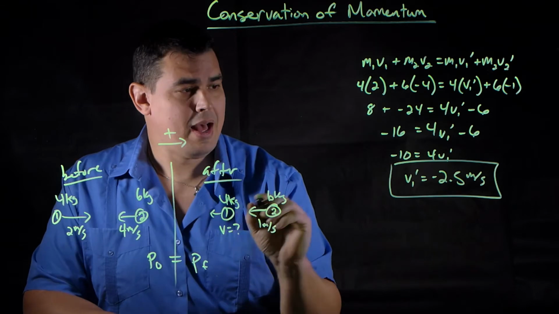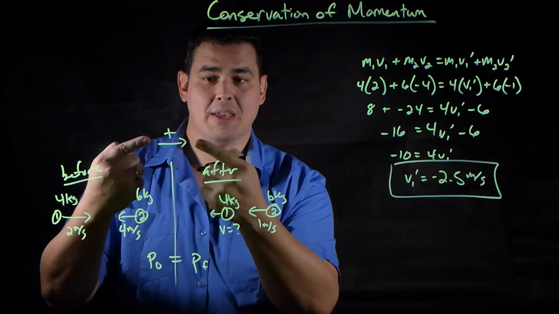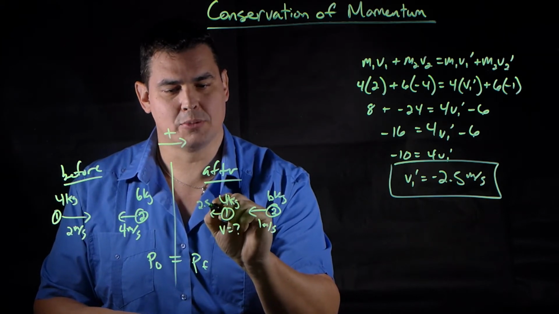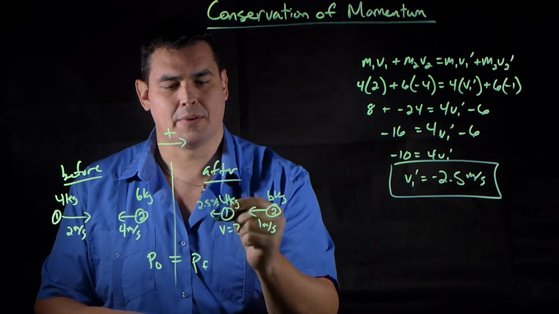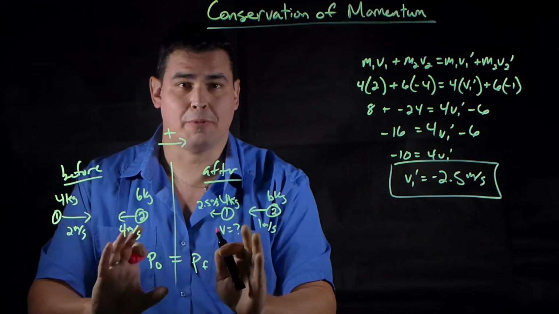All right, so I got that my final velocity has to be negative 2.5 meters per second. And because I called positive this way, I know that this has to be 2.5 meters per second pointing that direction. Okay, so how did I figure out the direction before I even solved it?